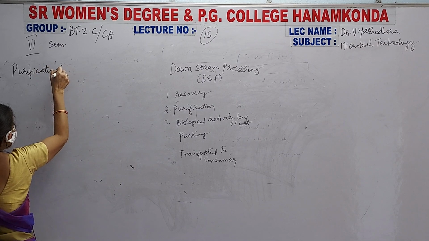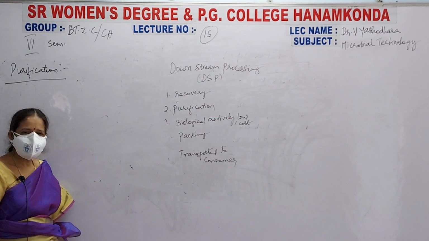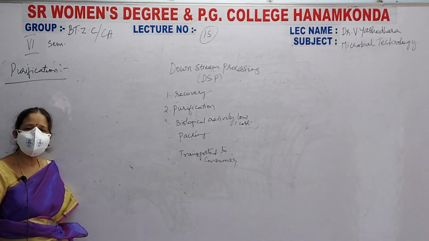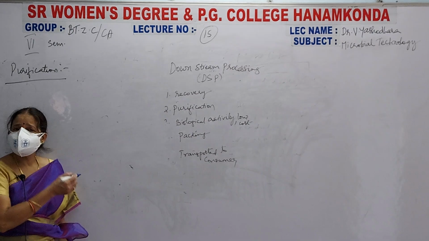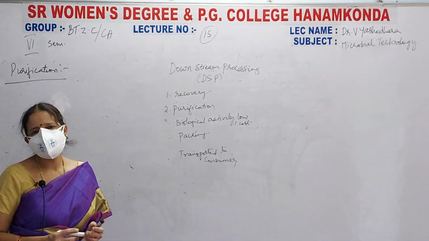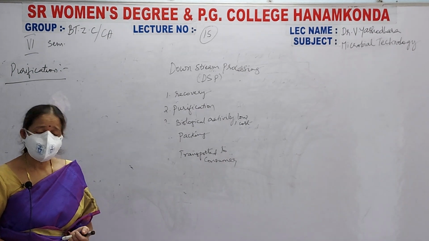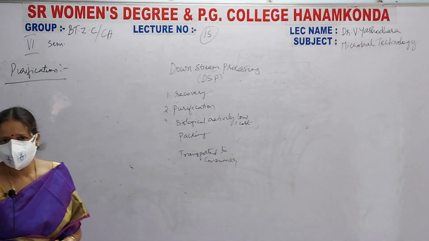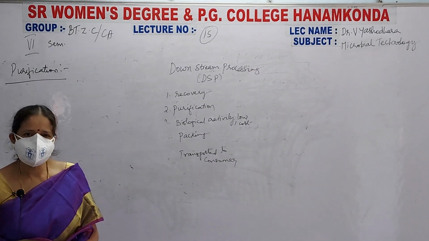This purification is nothing but, after collecting the product, after recovering the product, you have to purify it. This purification is not completed in this step. That is, 100% purification is not done in this purification step. The complete 98 to 100% purification is done in the last step, which is known as the polishing step.